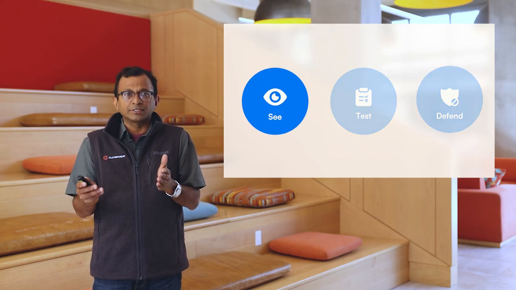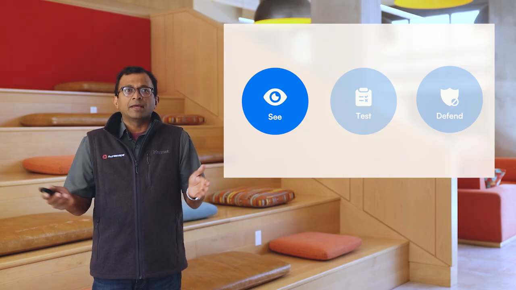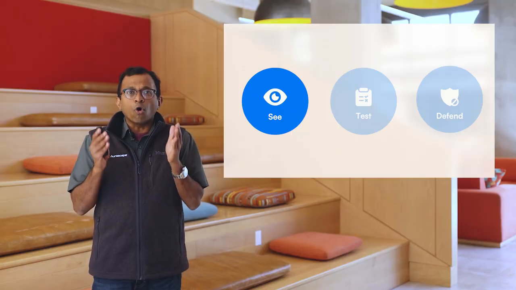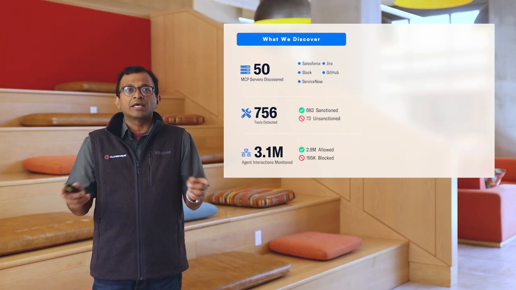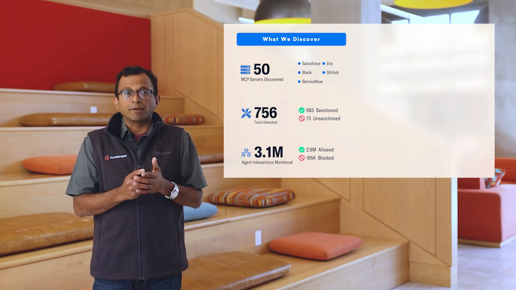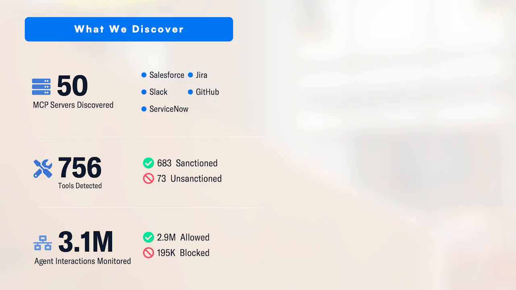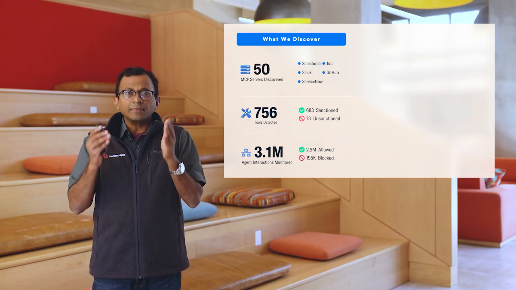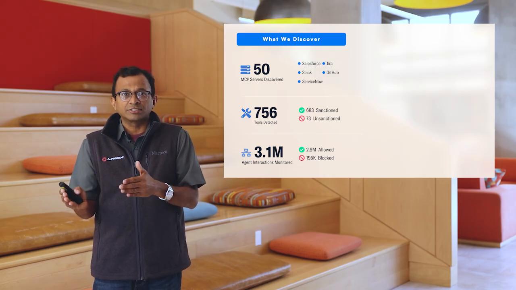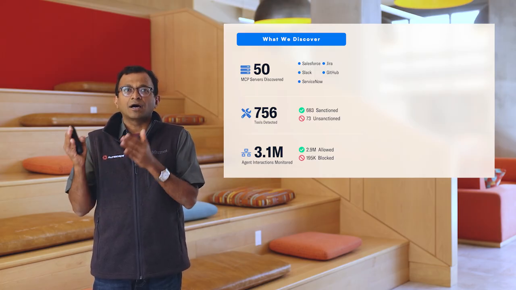Before you can secure your agents, you first need to see them, all of them. And that's harder than most teams realize. Agents are being built everywhere, inside products, inside workflows, often by teams outside of IT. Aurascape automatically discovers every single agent and private application running in your environment. We map the MCP servers they connect to, Salesforce, Jira, Slack, GitHub, and every tool they invoke. Just as important, we separate what's sanctioned from what isn't. Because unsanctioned tools or actions are often the real risk.